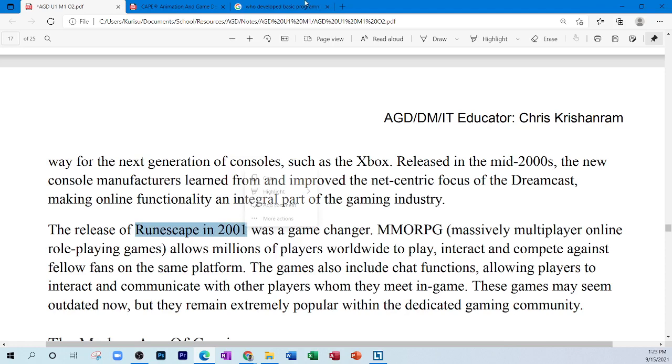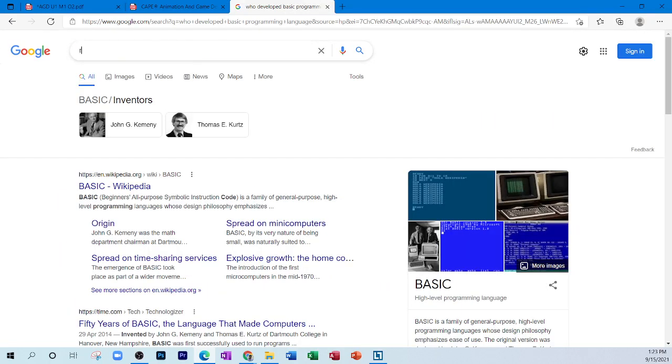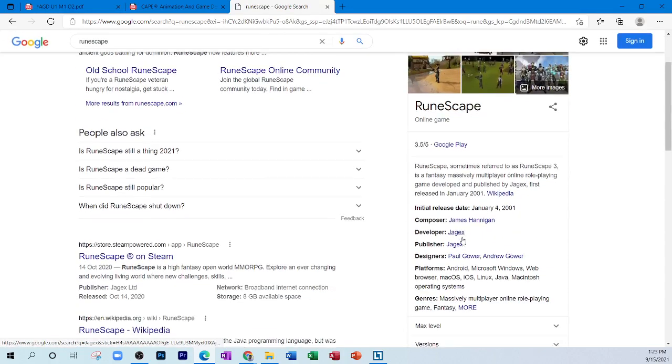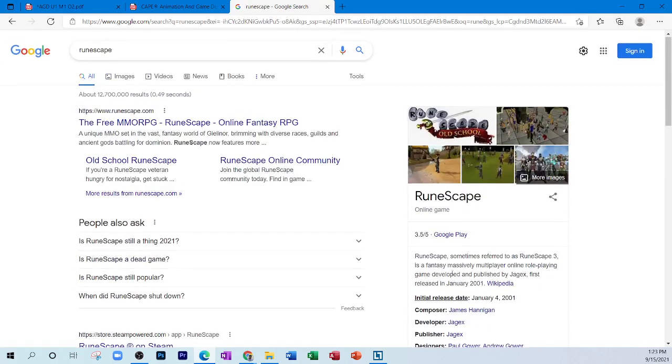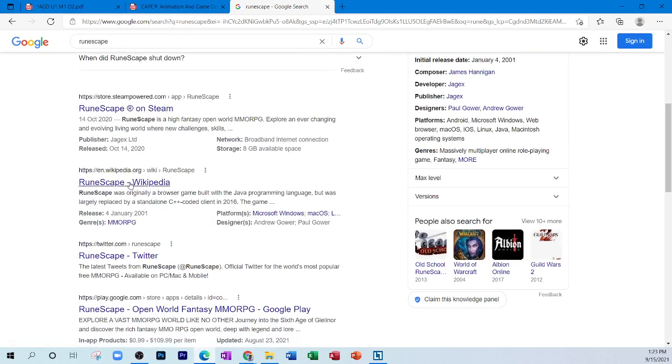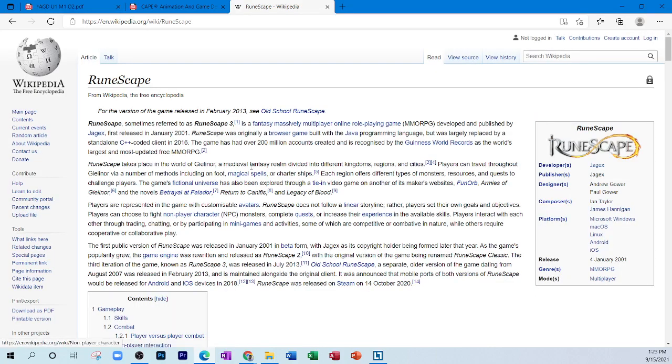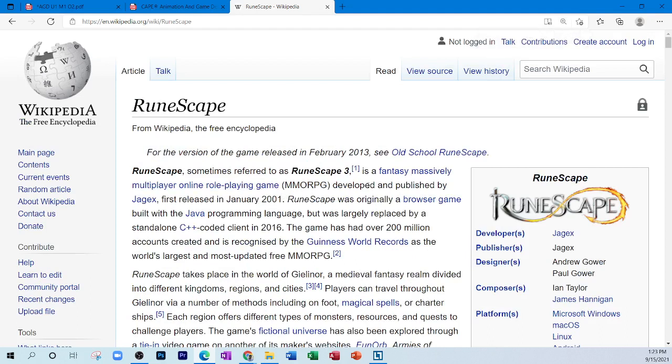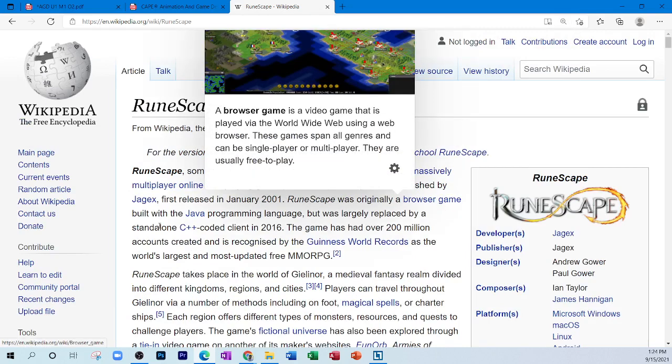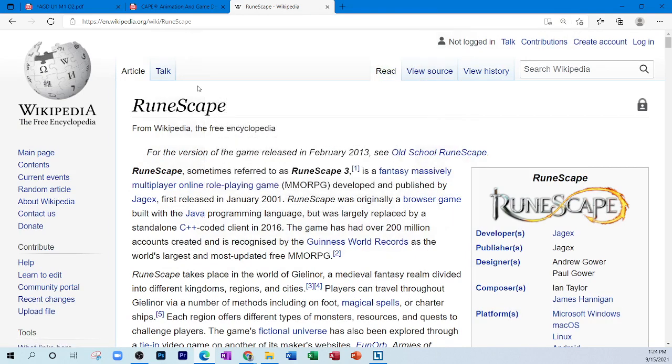RuneScape is actually a PC-based game. Let me check that out. I think it's a PC-based game, if I'm sure. Let me see when it was first developed.